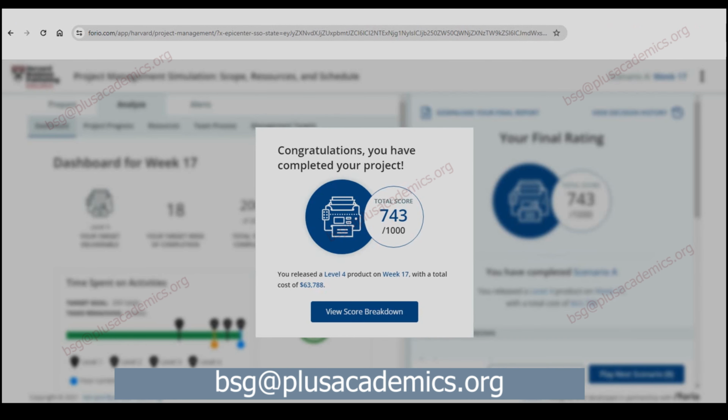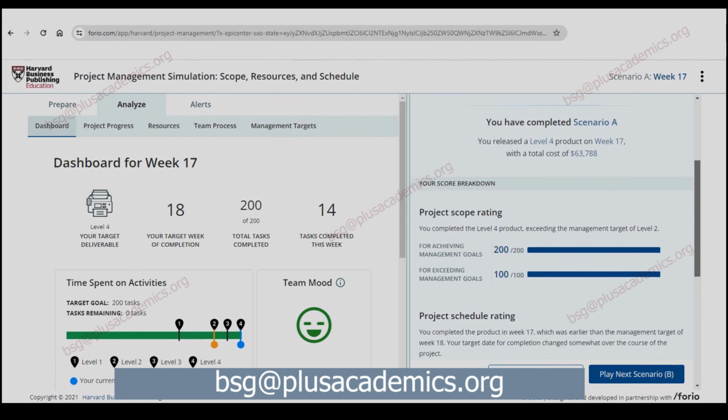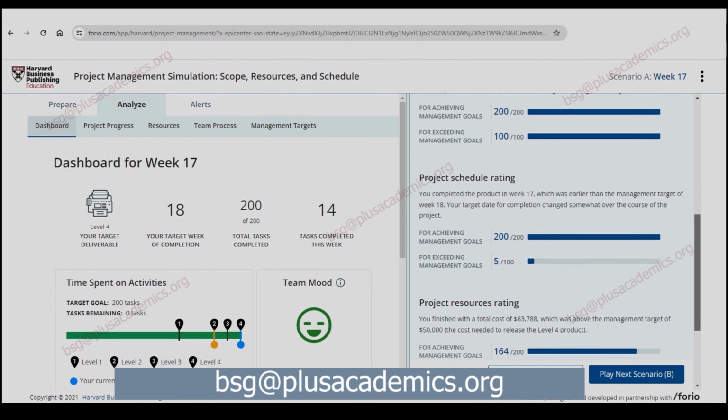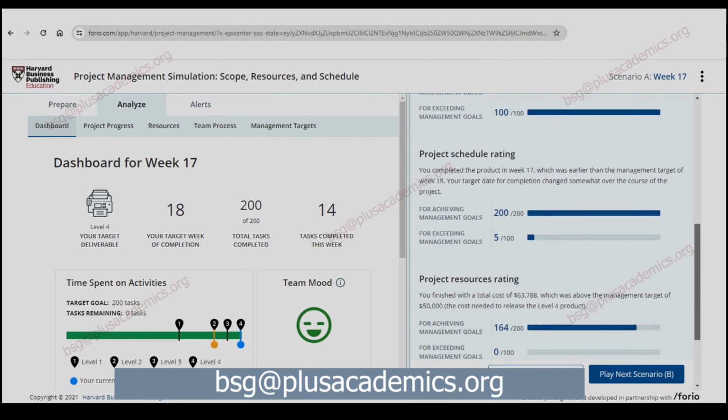And they're saying congratulations, you have completed your project. You released level 4 product 17 with total cost of 63,788. Okay, and that's all you need to do for you to score such points. Okay, let's see the cost breakdown. You can see how we scored. And project rating for team processing 74 out of 100. Right, and this is a good score for now.